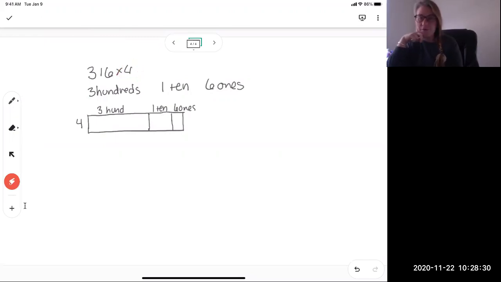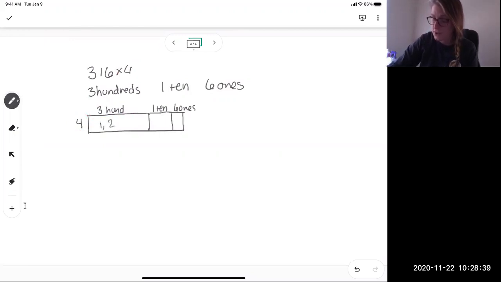Okay, so to solve using the area model, we would multiply our 4 times 3 hundreds, which is 1,200. Then we would multiply our 4 times 1 ten, which is 40. And we would multiply our 4 times 6 ones, which is 24. Okay, then from there, we're going to add all of those together.